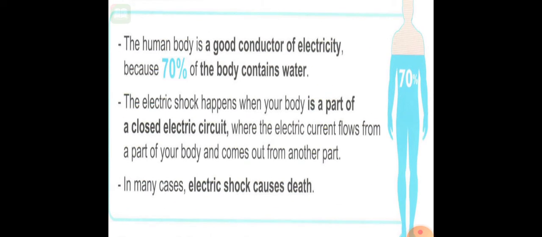You must know that the human body is a good conductor of electricity. Why? Because 70% of the human body contains water. The electric shock happens when your body is a part of a closed electric circuit, where the electric current flows from a part of your body and comes out from another part. And be careful, because in many cases the electric shock causes death.